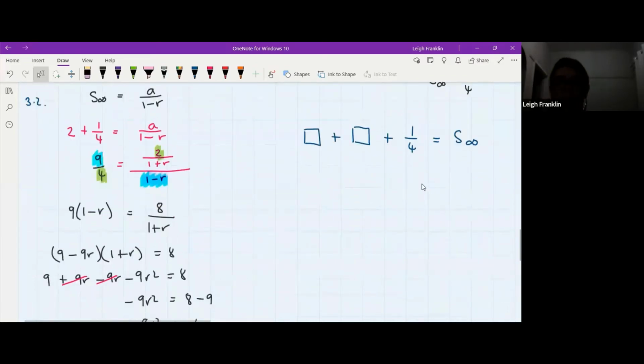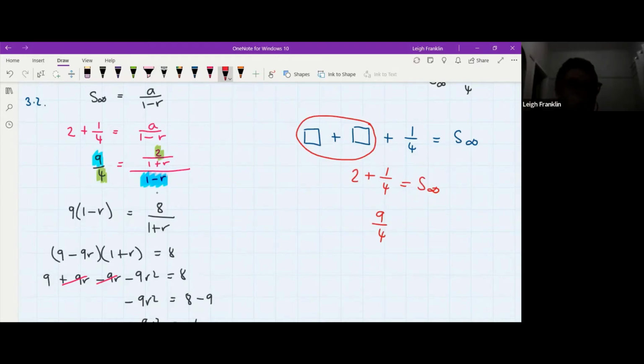We now know from the first question that we did what the sum of the first two terms is. We know that it's 2. So we've now got 2 plus a quarter, which is our sum to infinity. So our total sum to infinity is not a quarter, but rather 9/4. Not 1/4, but rather 9/4. So the mistake that we made in the beginning was we forgot to add in that 2 over there.